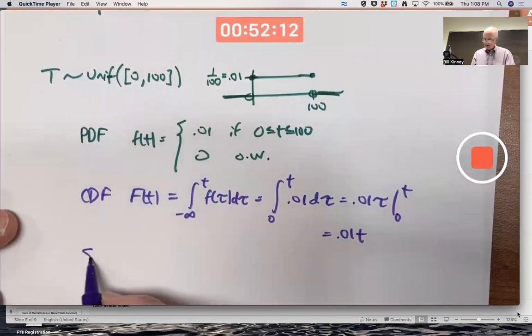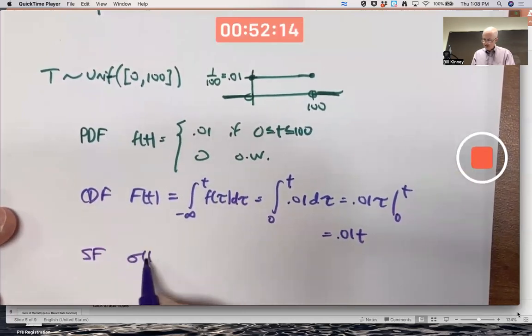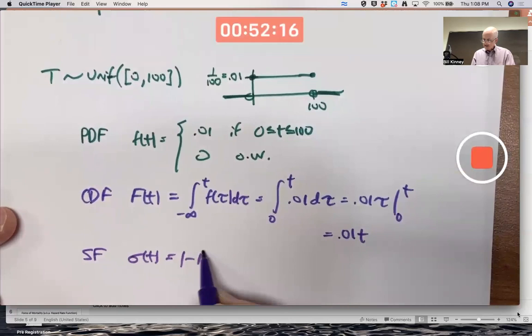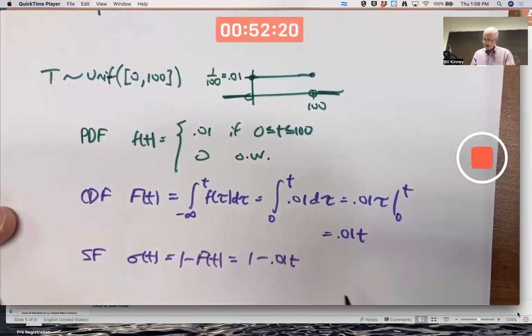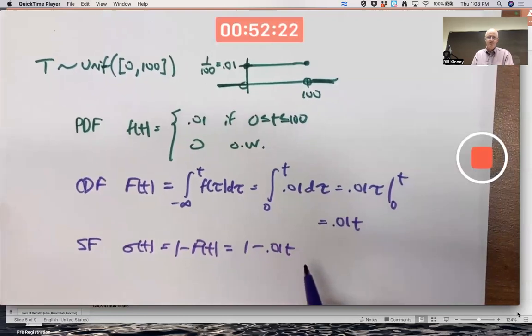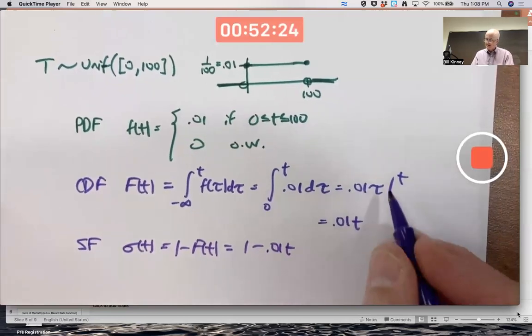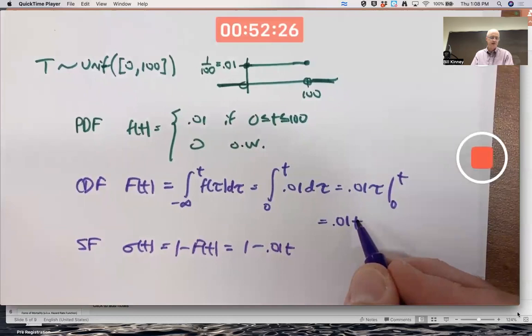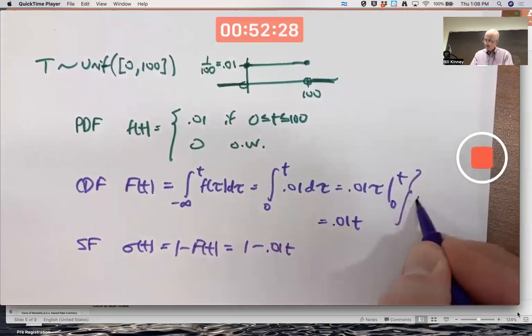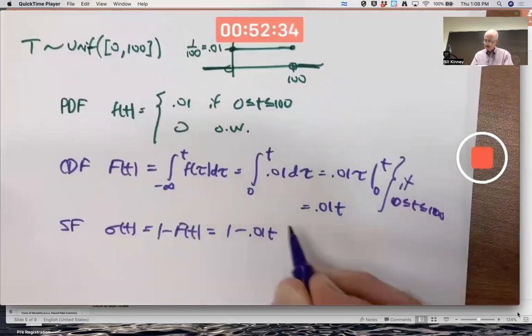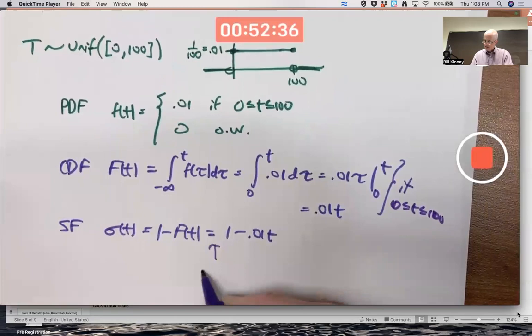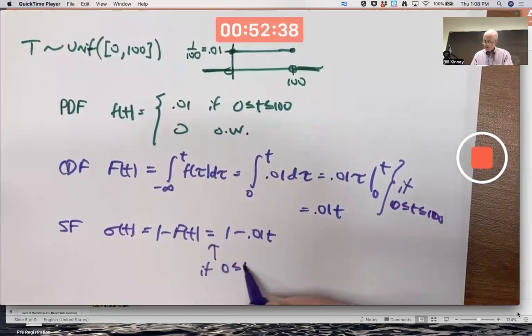So what's the survival function? Sigma of t. That's 1 minus the CDF. 1 minus 0.01 t. Technically, in writing this, I am assuming t is between 0 and 100. If t is between 0 and 100. And same thing here. If t is between 0 and 100.